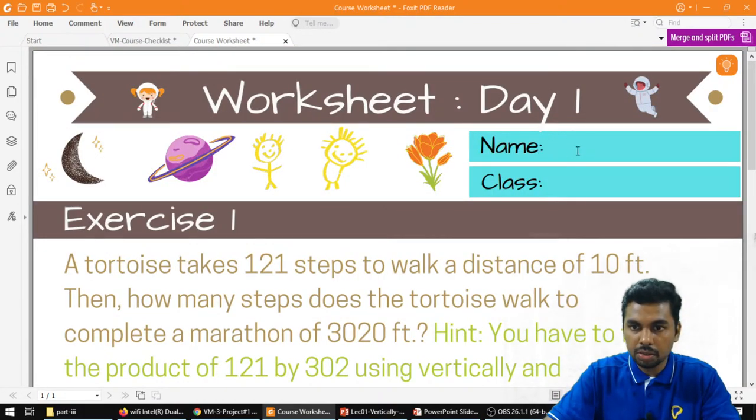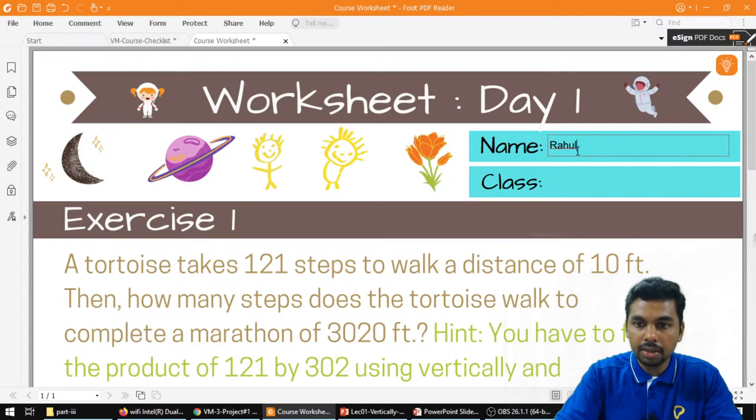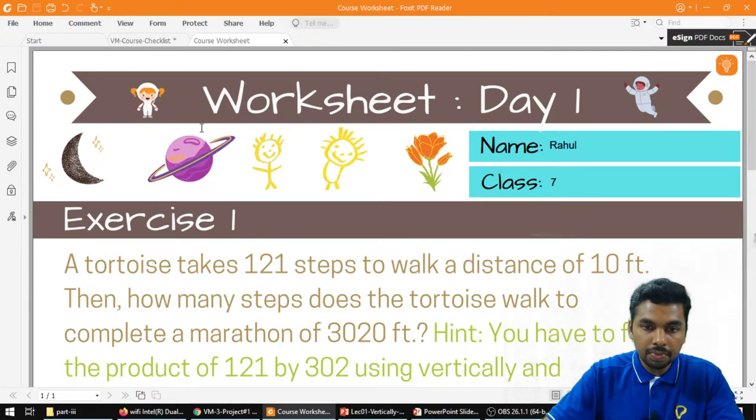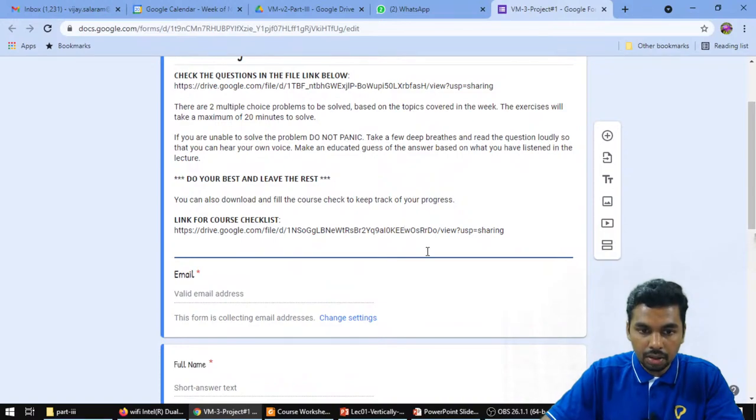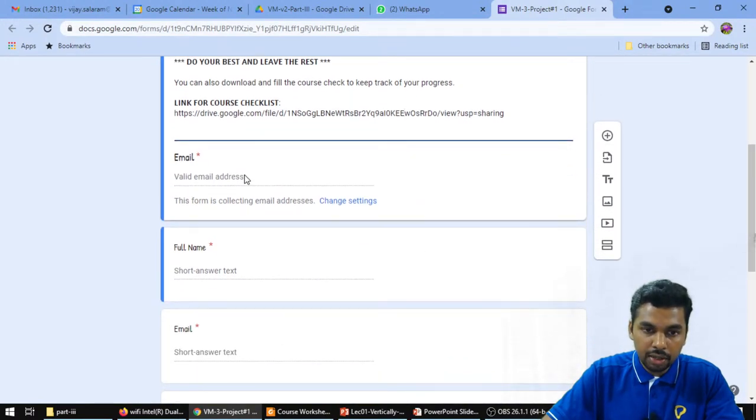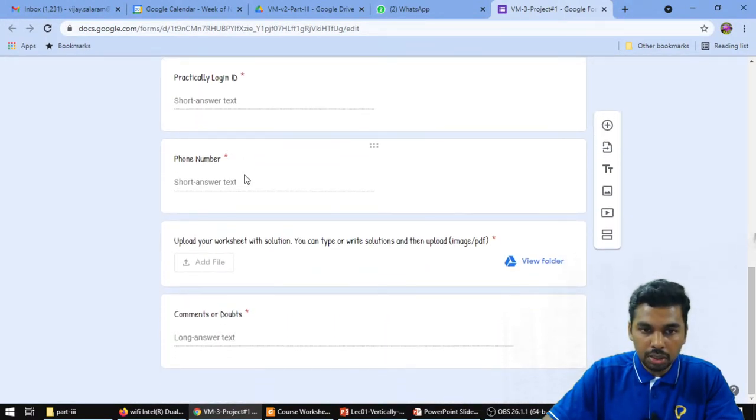So I'm just putting some random name over here. Let's say Rahul. Somebody by the name Rahul, please excuse me. So if Rahul is in class 7, put class 7 and then save the form. Save the form, so it will be saved. And after you save, you start filling the form, and there is an option of uploading.